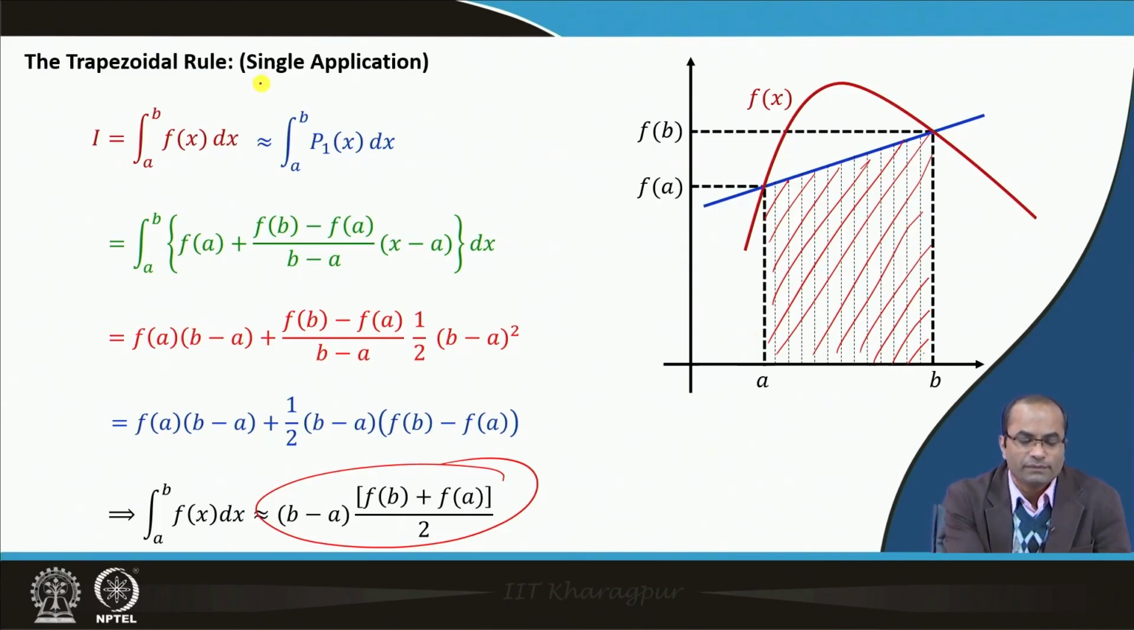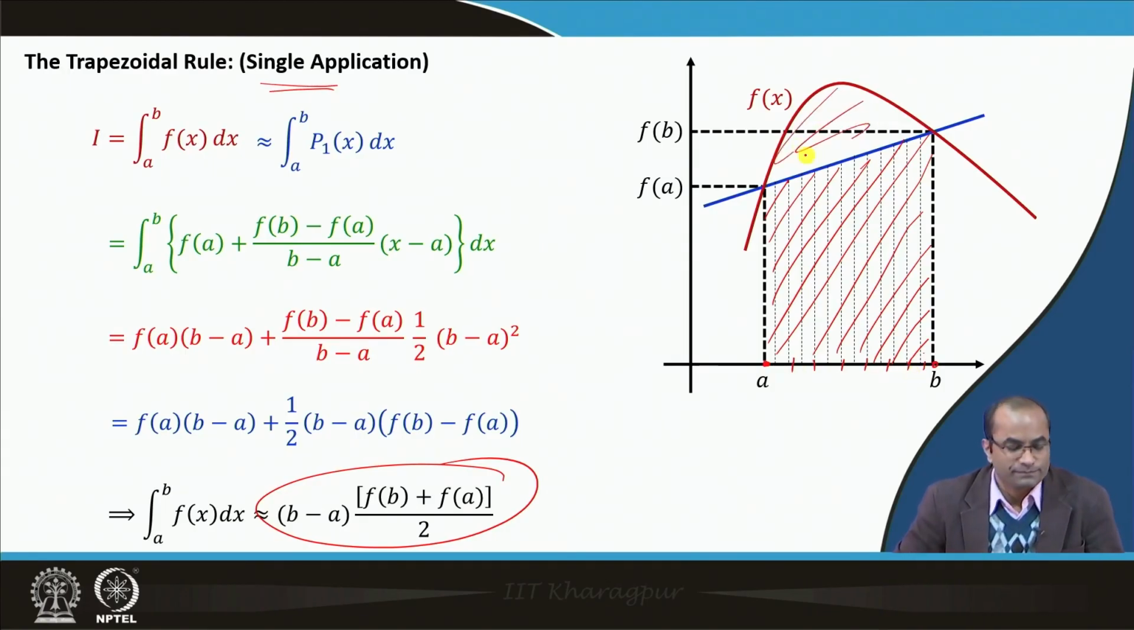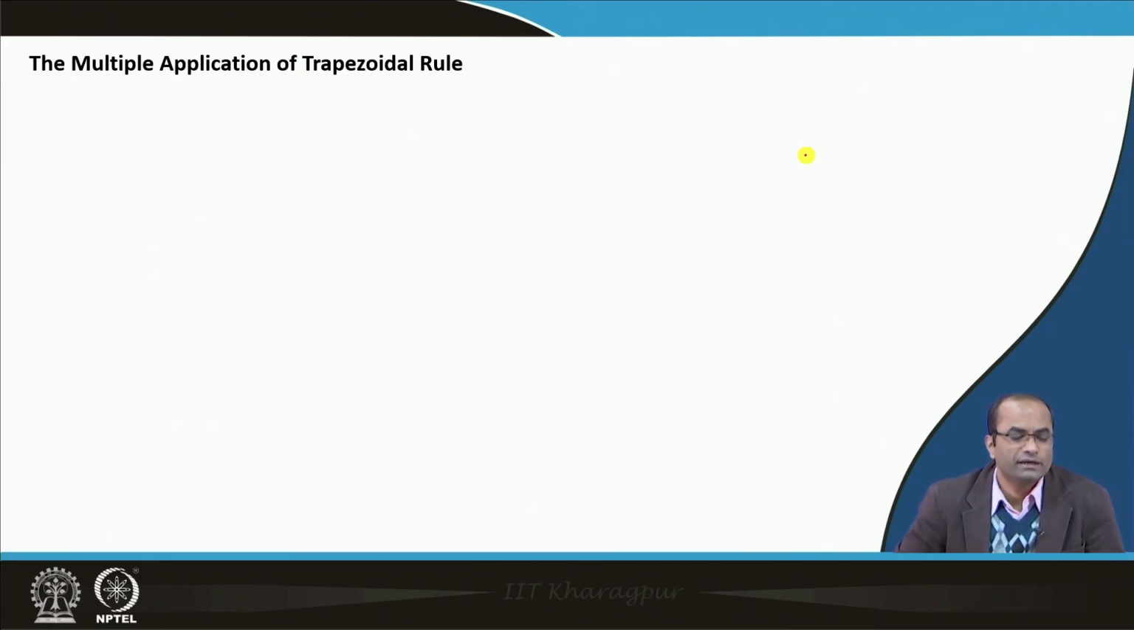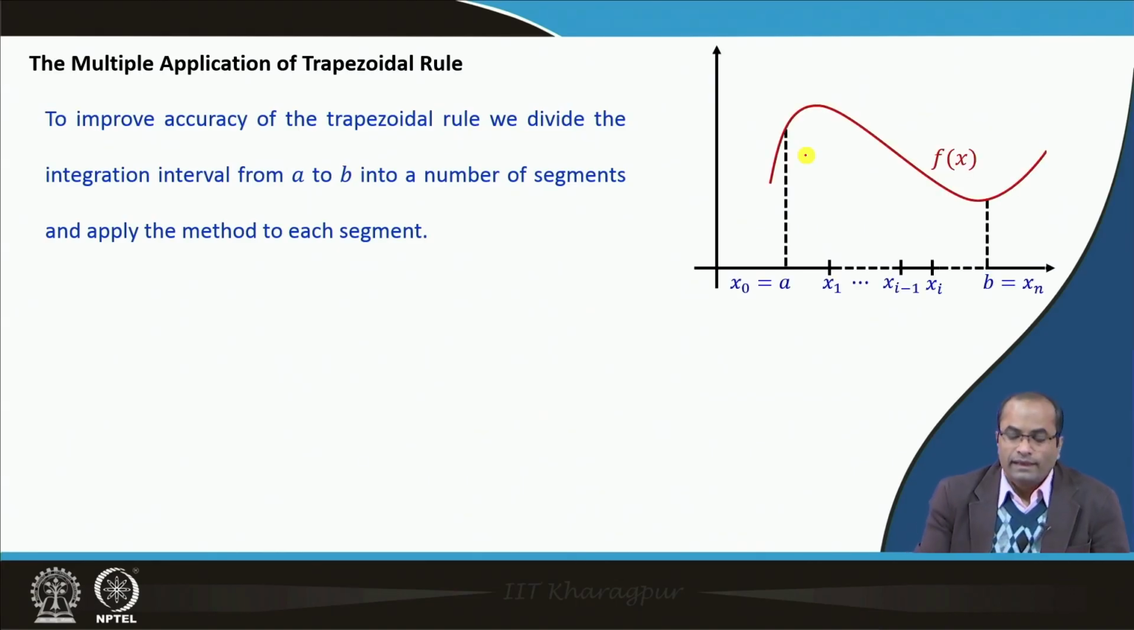So this was a single application, where we considered only one interval from a to b. But we can improve the accuracy of this integration if we break this interval into several sub intervals, and then in each sub interval we apply this trapezoidal rule. In that case this error can be minimized. Exactly that is the idea which we call multiple applications of the trapezoidal rule.